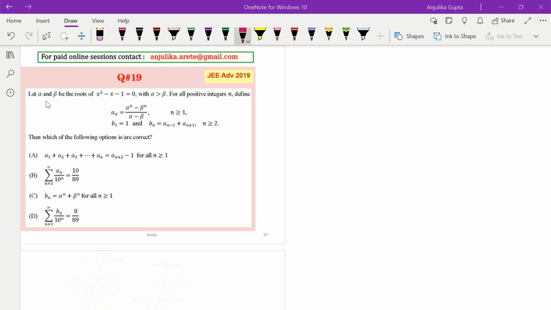Given to you is alpha and beta are roots of this equation. Very easy, you can figure out what are the roots because you know how to solve the equation. But what else do you know?